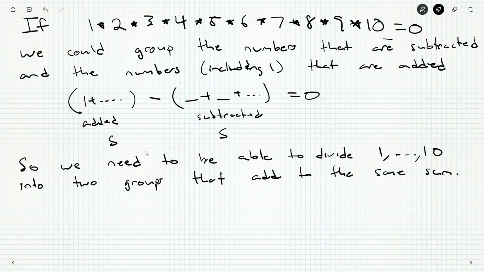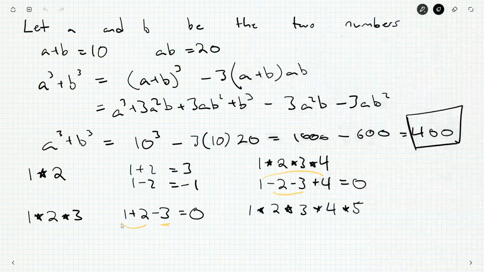Okay, this is possible with 1, 2, and 3 because you just take 1 and 2 in one group and 3 in the other group. Or 2, 3 in one group and 1 and 4 in the other group if it's 4. Now this doesn't work for 2 because there's 1 and 2. Either they're both in the same group and that group adds to 3, or they're both in separate groups, which one group's going to add up to 1, one of the groups is going to add up to 2.